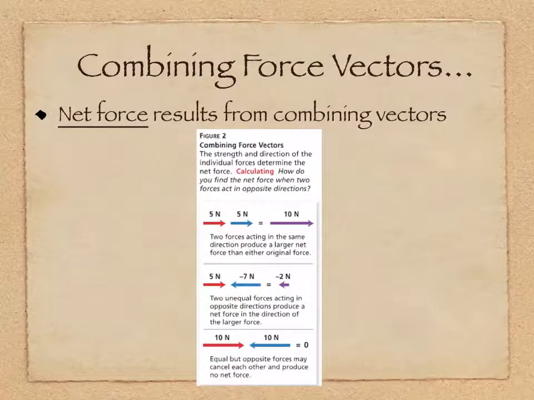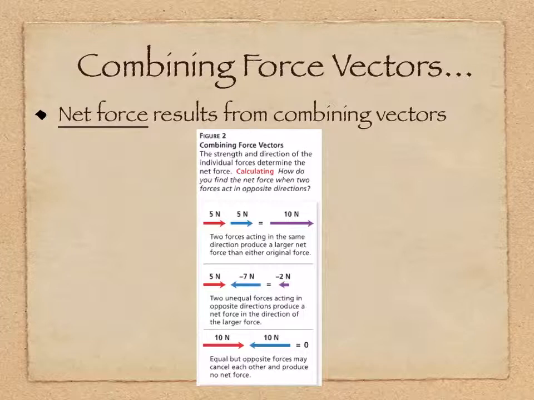Combining force vectors. We did a little bit of this in chapter 9. Net force results from combining vectors, and the strength and direction of the individual forces determine how much the net force is. Calculating it, how do you find the net force when 2 forces act in opposite directions? Well, if you look at 2 forces acting in the same direction, 5 plus 5 is 10, so the overall net force is 10 newtons.